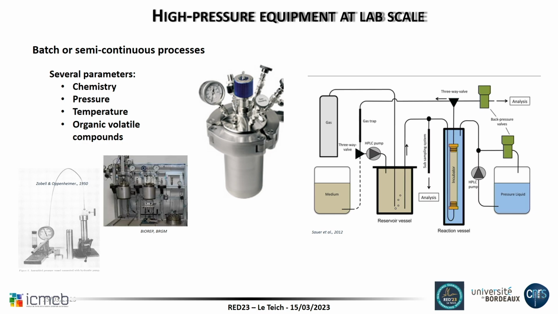So generally people use stainless steel batch reactors to vary the chemistry, the pressure condition, the temperature. You can dissolve gas inside. Put different organic volatile compounds inside. So different examples of reactors can be found in the literature. So this is pretty well known for years or decades, I would say even.